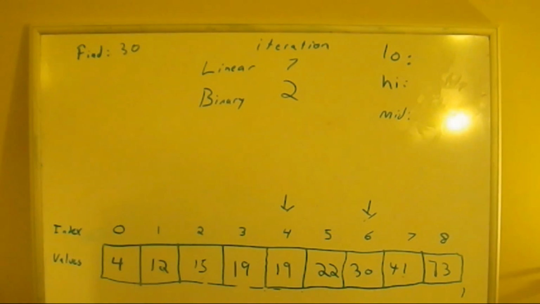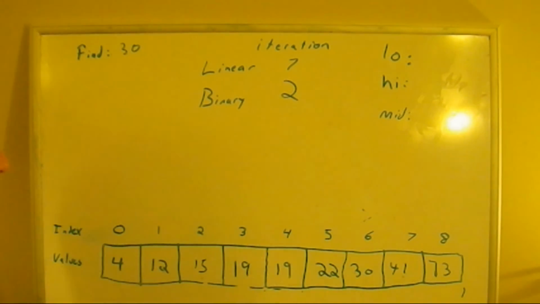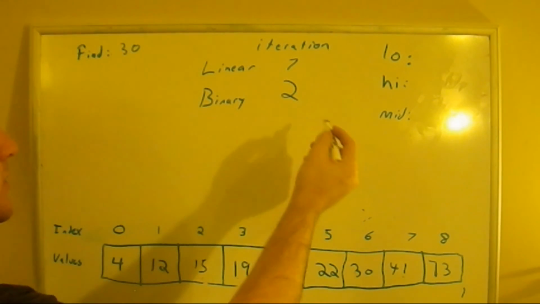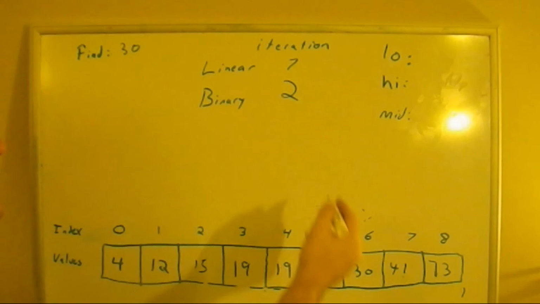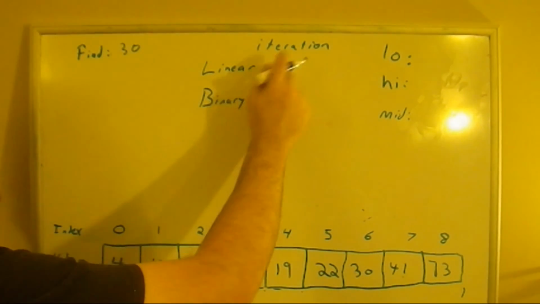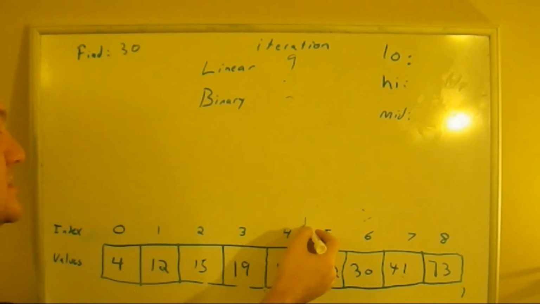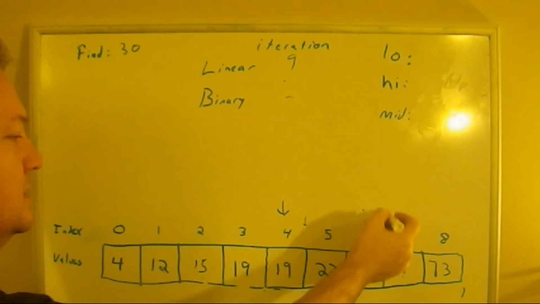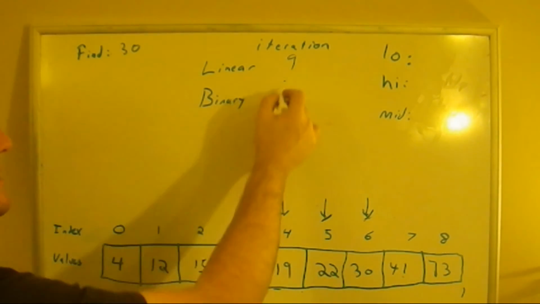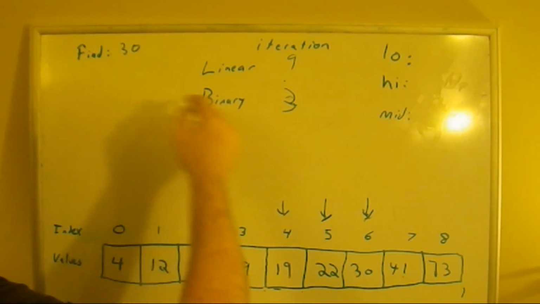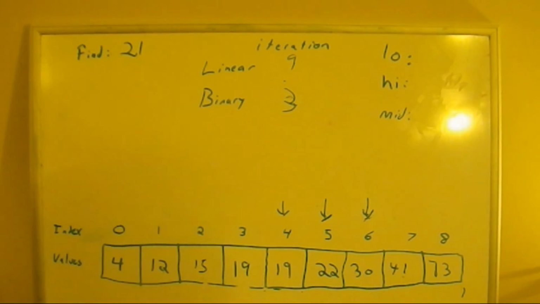Also, if the item doesn't exist in the list, like say 23, well, what we did earlier, it would take me 9 iterations. And if I was to try to find 21, which doesn't exist in the list, it would take me 1, 2, 3 iterations to find that 21 doesn't exist in my list.